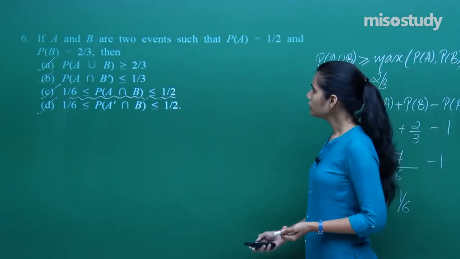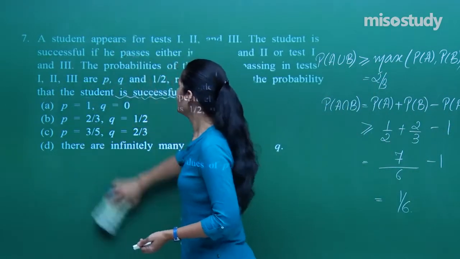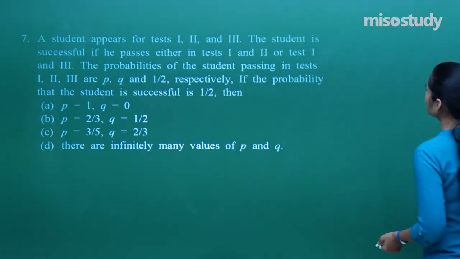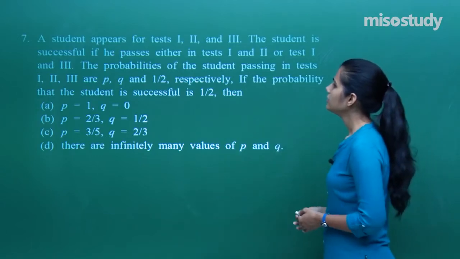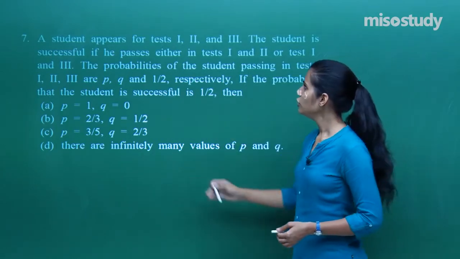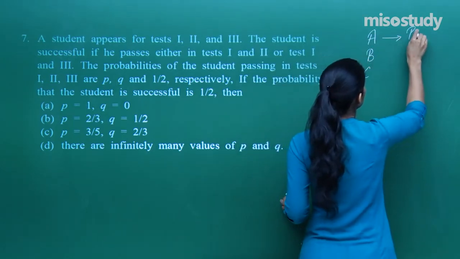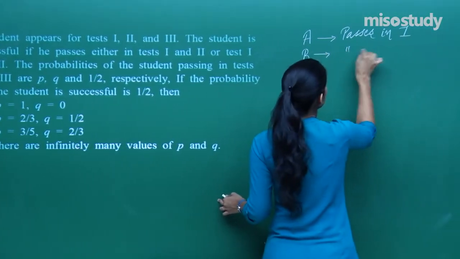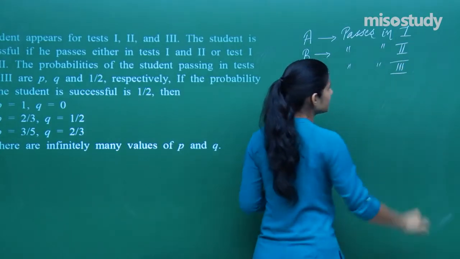Clear? Moving on to the next question, we have that a student is appearing for 3 tests, and I am saying that if he passes in 1 and 2 or 1 and 3, then I am going to say he is successful. Probability of him being successful is given as 1 by 2. Then which among them is correct? So suppose I define 3 events A, B, C as passes in first test, passes in second test, and passes in third test.